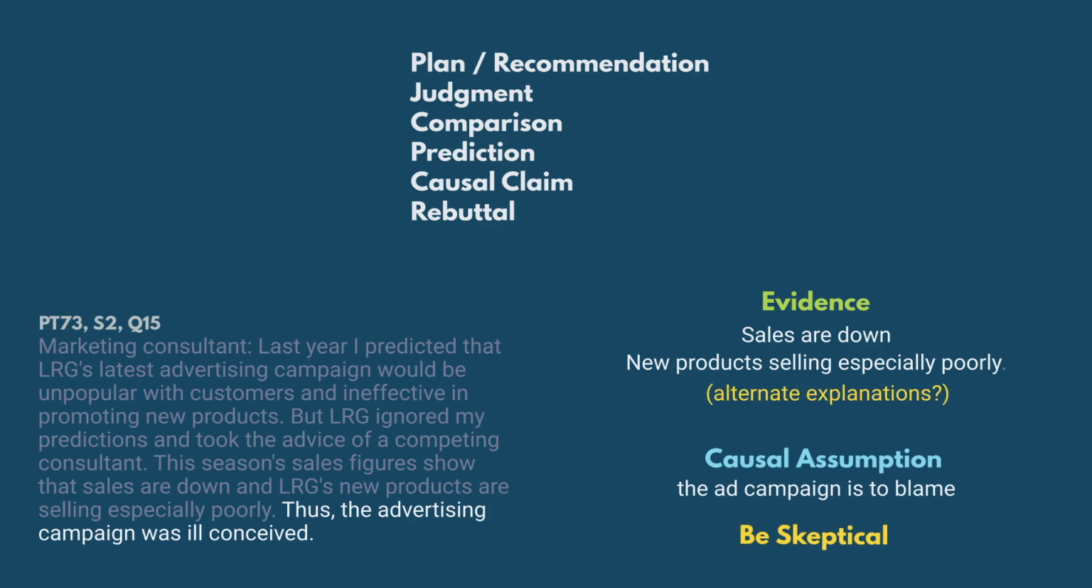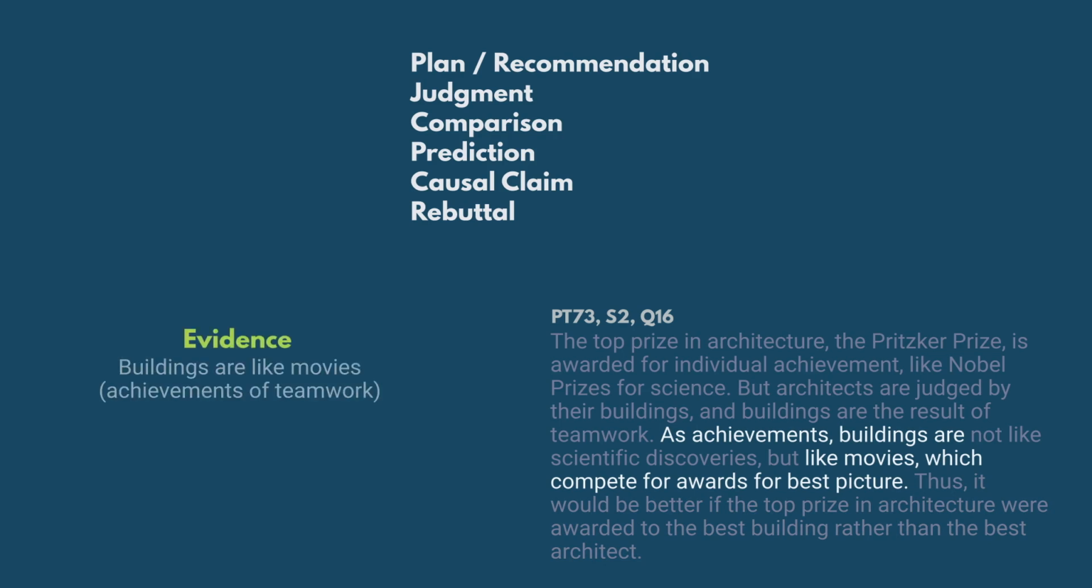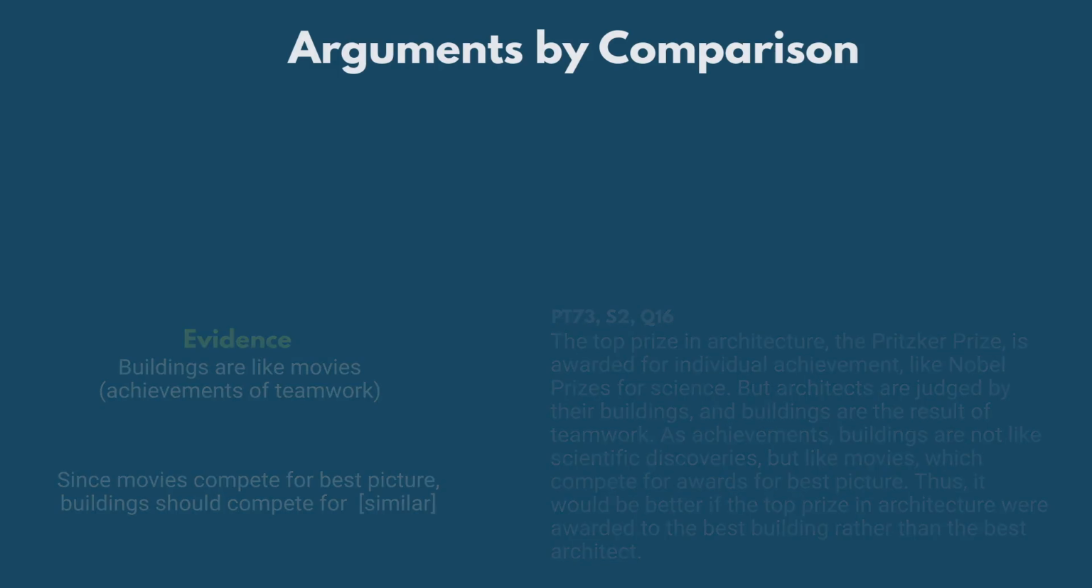We would want to think of alternate explanations. Maybe sales are down for some other reason, like a pandemic. Maybe the new products just suck. Nobody wants them. The second conclusion is making a recommendation and sort of promising us that things will be better if we follow it. The evidence is a comparison between buildings and movies. Buildings are like movies in the sense that they're both teamwork type achievements. And since movies compete for Best Picture, buildings should compete for Best Building.